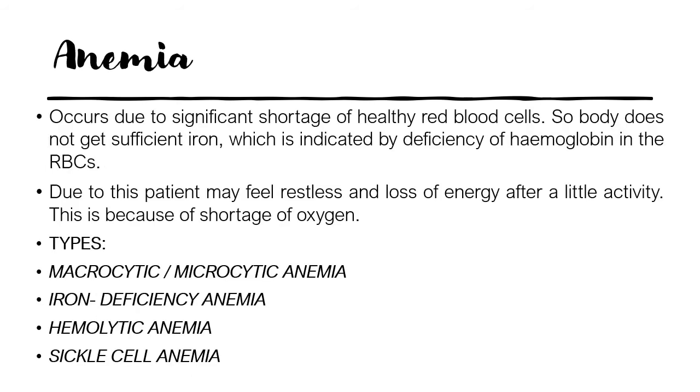It occurs due to the significant shortage of healthy RBCs. The body does not get sufficient iron, which is indicated by deficiency of hemoglobin in the RBCs. Due to this, the patient may feel restless and lose energy after a little activity. This is because of the shortage of oxygen. There are types of anemia: macrocytic and microcytic anemia, then iron deficiency anemia, hemolytic anemia and sickle cell anemia.